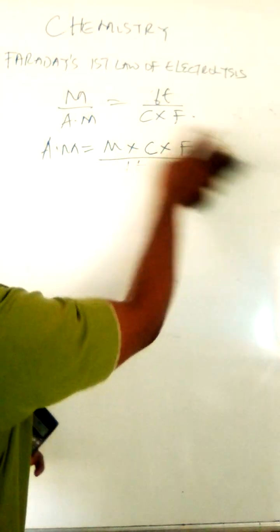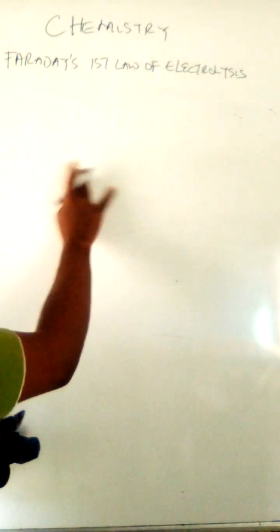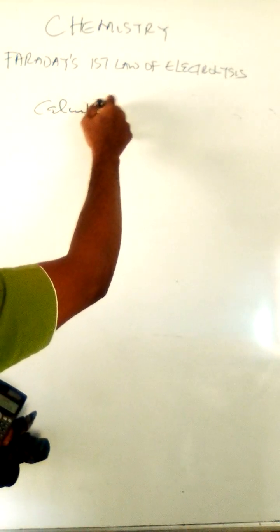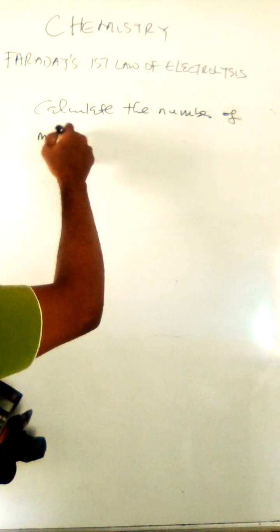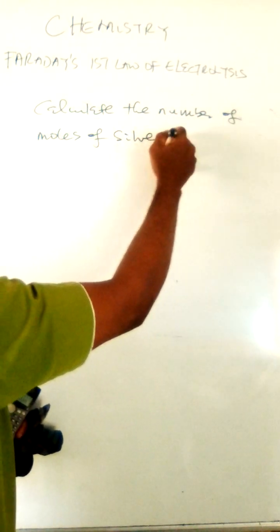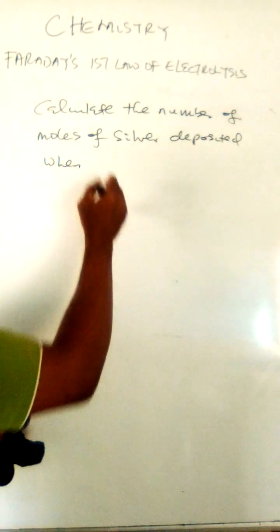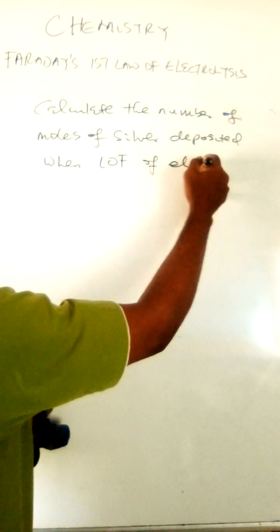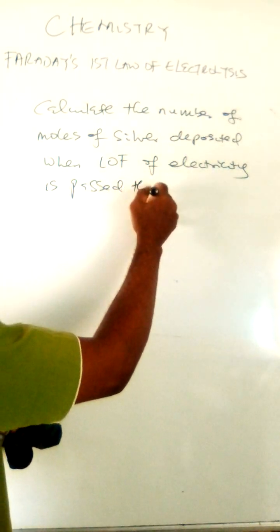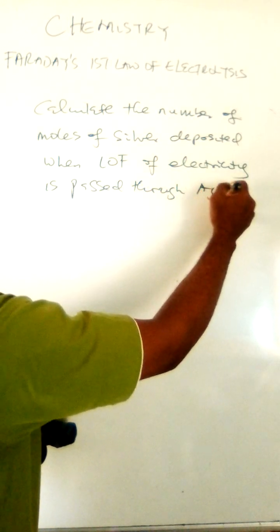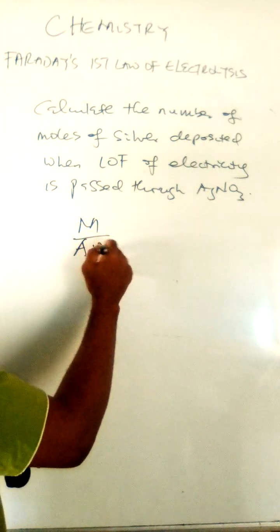So having done that, we take one more example on Faraday's first law. It says: calculate the number of moles of silver deposited when 10 Faradays of electricity is passed through silver nitrate.